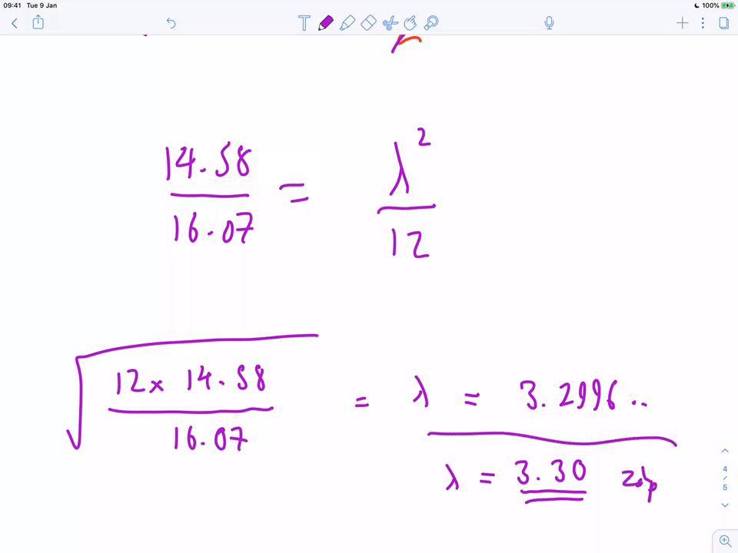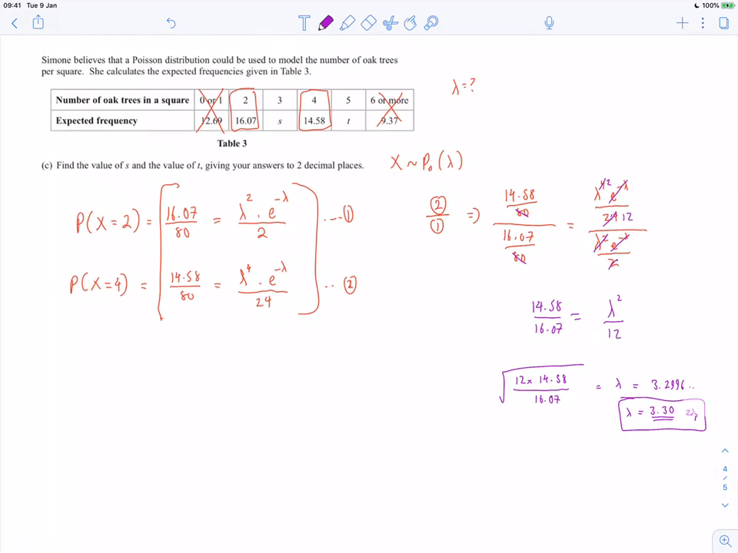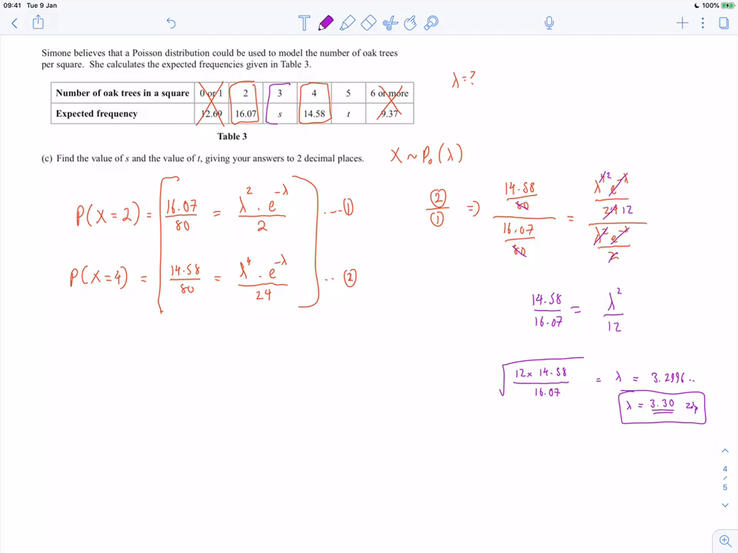So you're probably thinking, okay, you've worked out lambda, and now we've actually got to use that lambda to work out what it is for 3 and 5, bearing in mind this is the expected frequency. So what is the probability that x equals 3, say? Well, if I use my calculator, it's going to be distribution, not normal, back it up, Poisson distribution, with x to be 3, my lambda to be 3.30. That apparently is 0.22091173, and to get the expected frequency I just times it by 80. And then while I'm in stats mode, I might as well do this for 5.